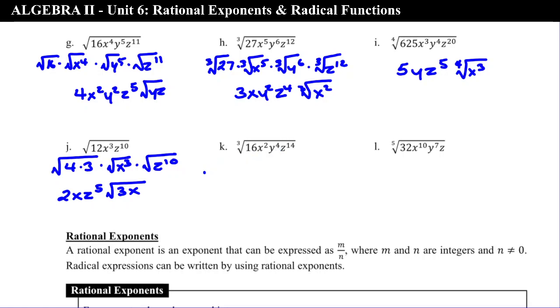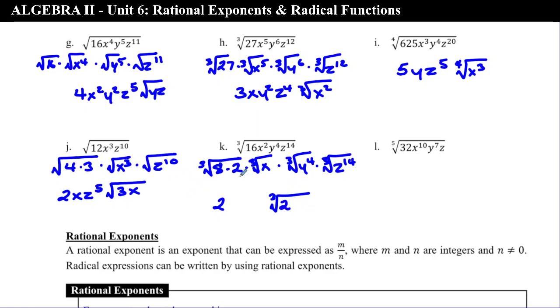For k, cube root of 16 does not come out even, so we're going to have the cube root of 8 times 2, because 8 is a cube, times the cube root of x squared, times the cube root of y to the fourth. Let me make that a little bit nicer. Times the cube root of z to the 14th. All right, so the cube root of 8 is 2. We're going to have the cube root of 2 left over.